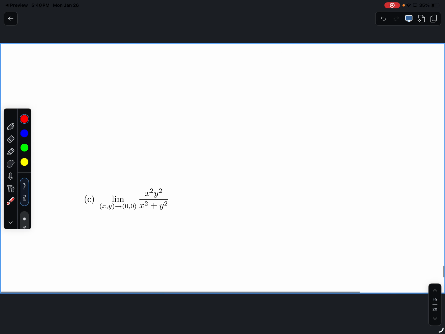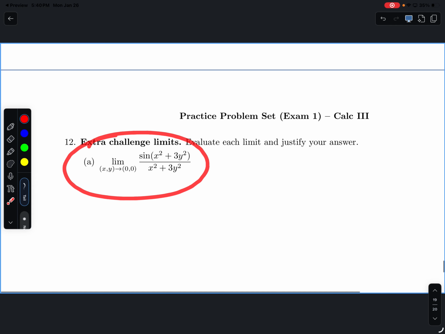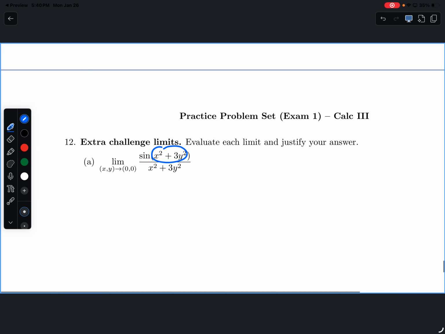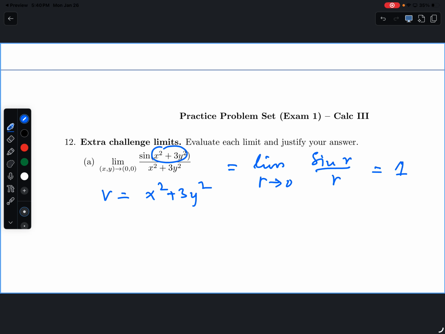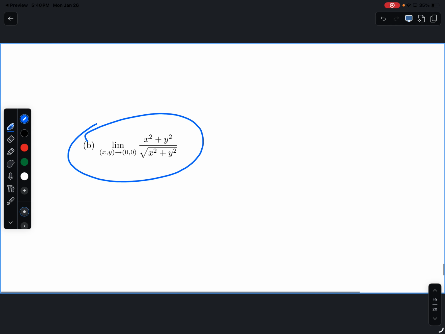Yeah. So these questions are really what we have done in our class. But whenever you find something like this, you can take this inside quantity to be equal to r. Then this whole problem will reduce to limit as r goes to 0 of sine of r divided by r, and you know that this thing is equal to 1. That's why these inside quantities are similar here. You can do a similar thing here.